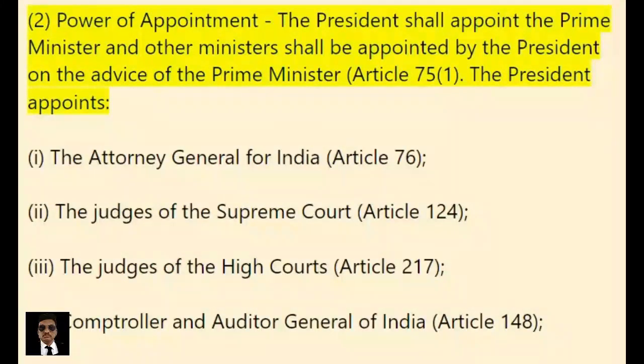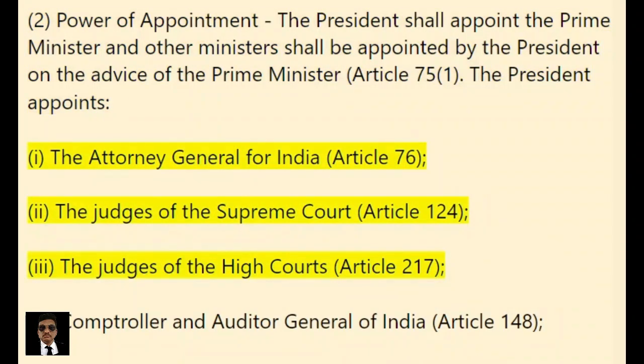2. Power of appointment. The President shall appoint the Prime Minister, and other ministers shall be appointed by the President on the advice of the Prime Minister. Article 75(1). The President appoints: 1. The Attorney General for India, Article 76. 2. The Judges of the Supreme Court, Article 124. 3. The Judges of the High Courts, Article 217.